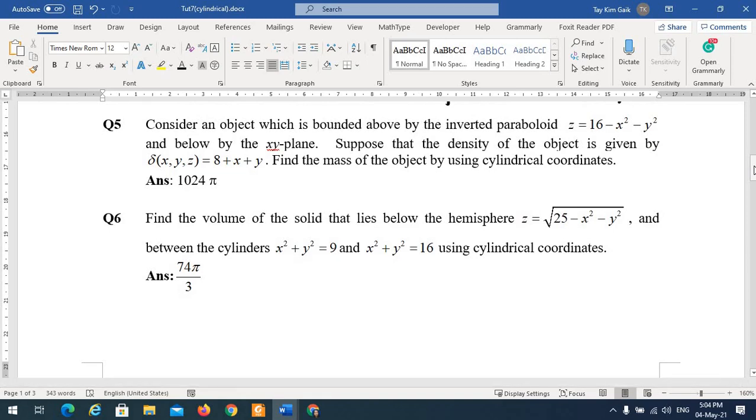Consider an object which is bounded above by the inverted paraboloid. Just now, if z equals x squared plus y squared, your paraboloid opens up with a minimum point. Now it's negative x squared, negative y squared, so you invert it, z becomes negative. That's why the paraboloid opens down, with a maximum point initially at 0, but z is moved up 16, so the maximum point shifts up to z equals 16.